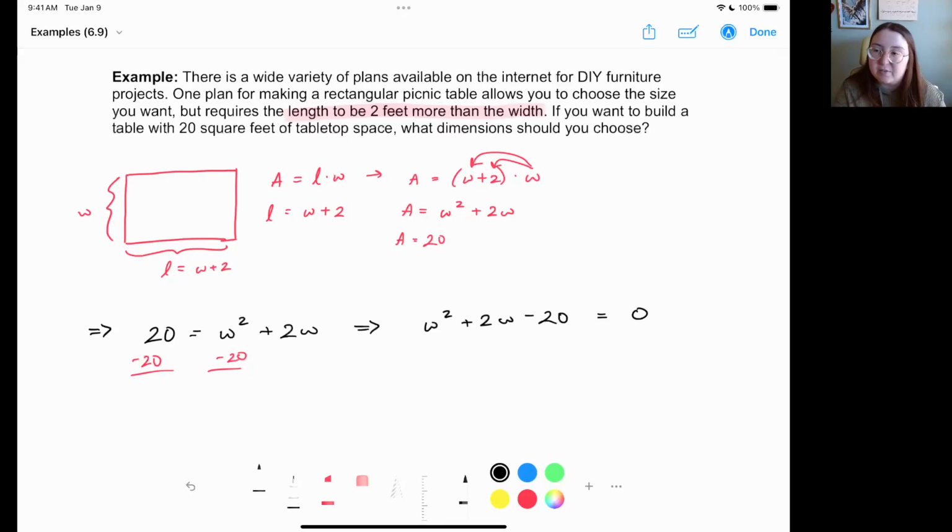So we can use our generic factoring technique in this case because there's no coefficient in front of w squared. So we would want two numbers that multiply to negative 20 that add to 2. And so we could go through the numbers that we know multiply to negative 20. This would be things like 1 and 20, 2 and 10, 5 and 4. We would go through all these numbers and realize that none of them sum to positive 2. So we can't use our generic factoring technique. We have to use the quadratic formula.